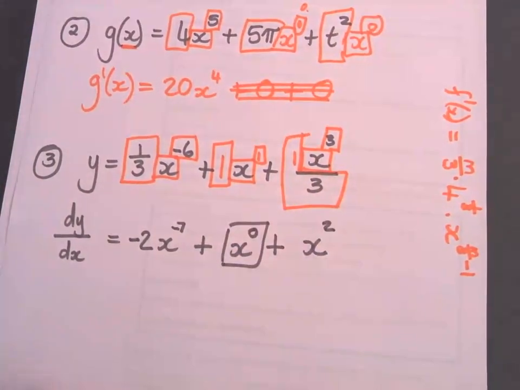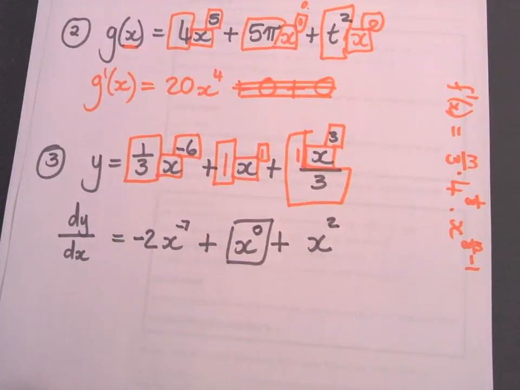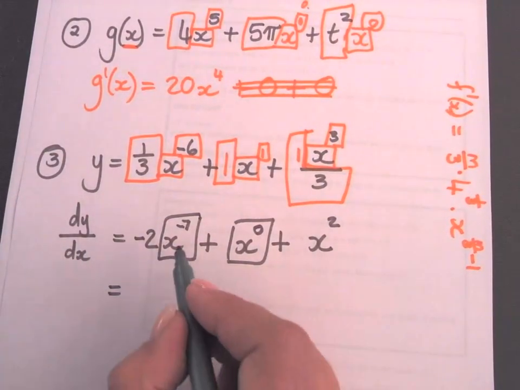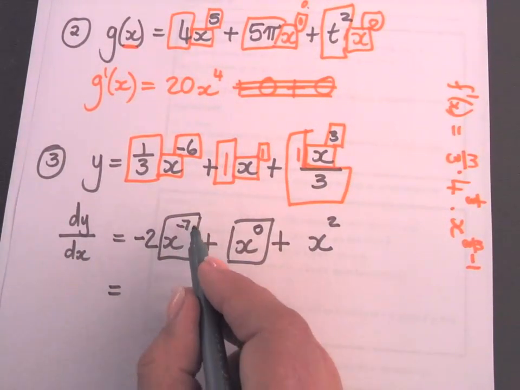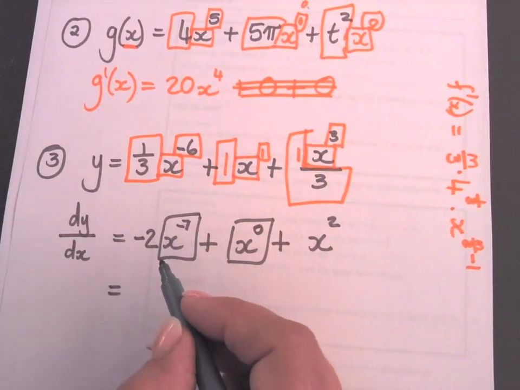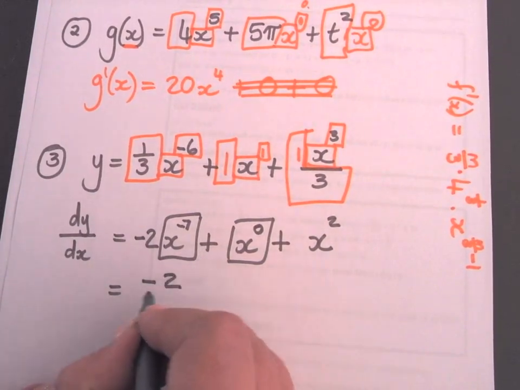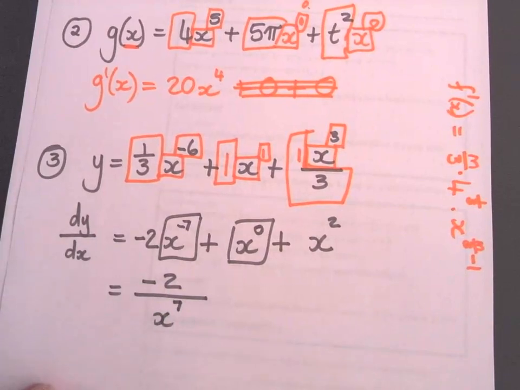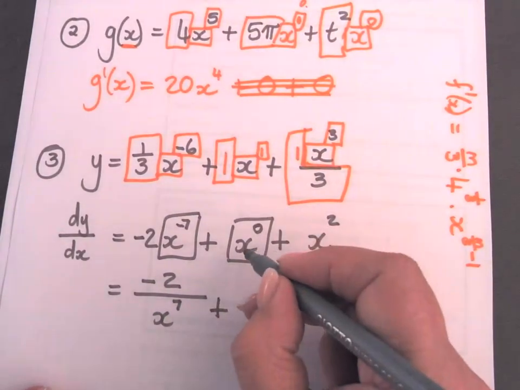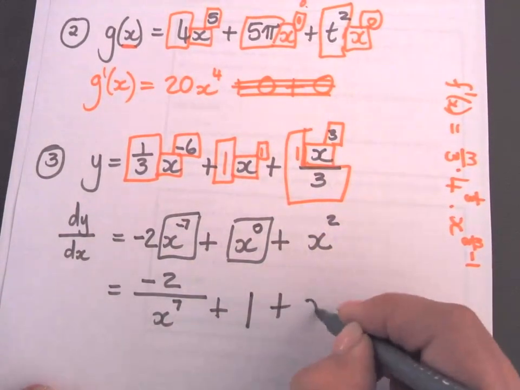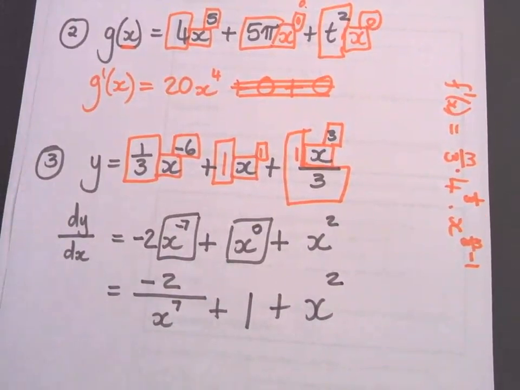You can still simplify that, and you are not allowed to leave your answer with negative exponents. So we still have to simplify that as well. x to the power of negative 7 means that x to the power of 7 goes to the numerator. No, denominator. Minus 2 over x to the power of 7. Plus x to the power of 0 is 1, plus x squared. And now you're done.